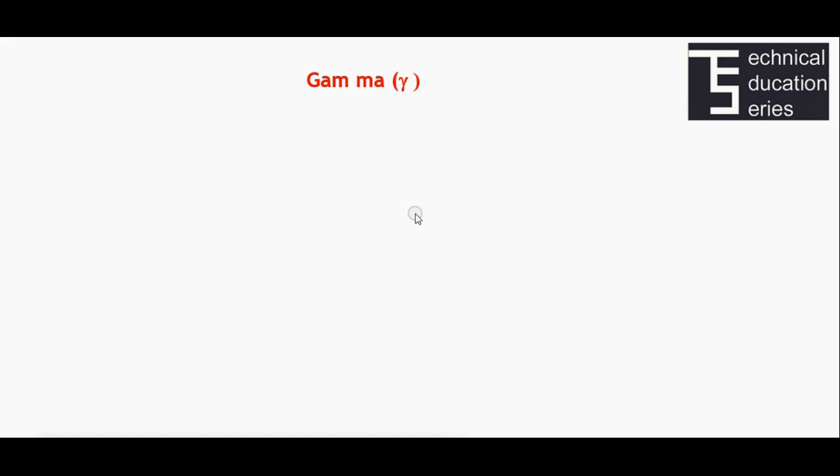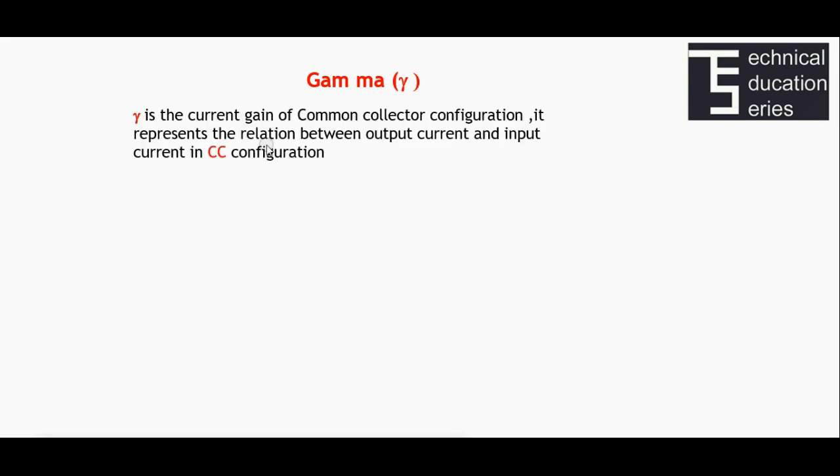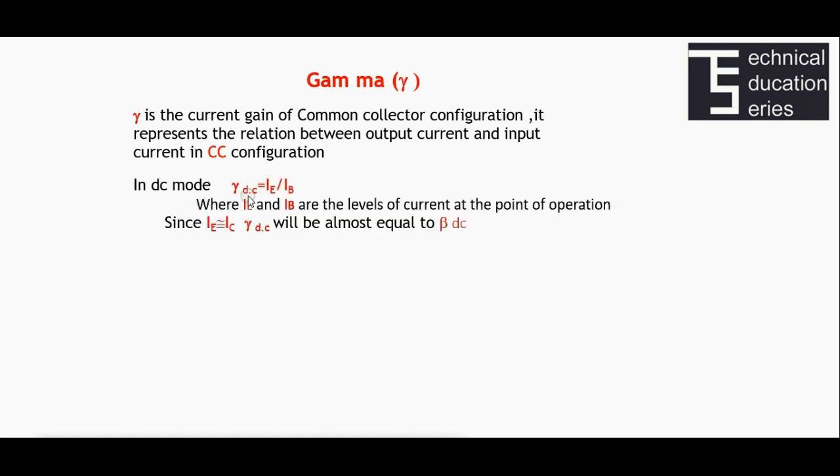Let us see what is gamma. Gamma is the current gain of common collector configuration, and it represents the relation between the output current and the input current in CC configuration. In DC mode, gamma DC is equal to IE divided by IB, where IE and IB are the levels of current at the point of operation. Since IE is approximately equal to IC, gamma DC will be almost equal to beta DC.